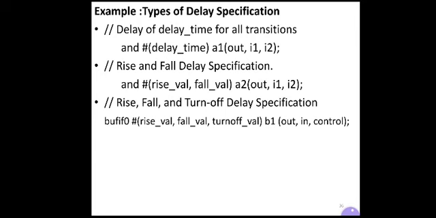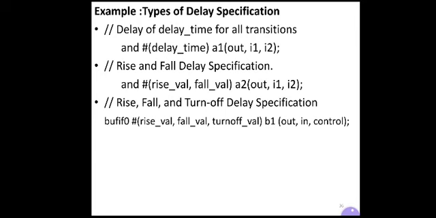Second example, rise and fall delay specifications. For this, you have to specify two different values. In the same example, hash, rise value, fall value, two different values separated by comma. One will be the rise delay, another one will be the fall delay. In this case, the turn off delay is not specified. So whichever is the smaller or minimum one, if the rise value is minimum, that will be the turn off delay, or else if the fall value is the minimum, that will be the turn off delay. Then if you want to represent all three different values, that is also possible.